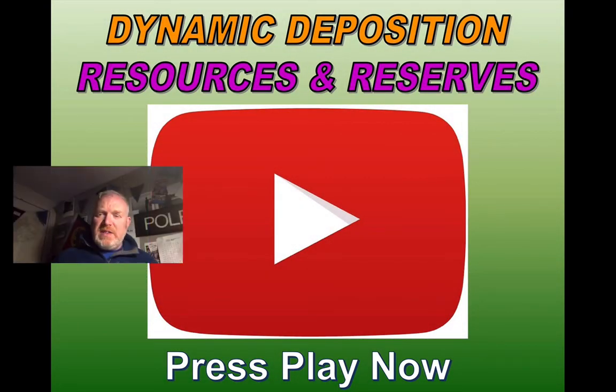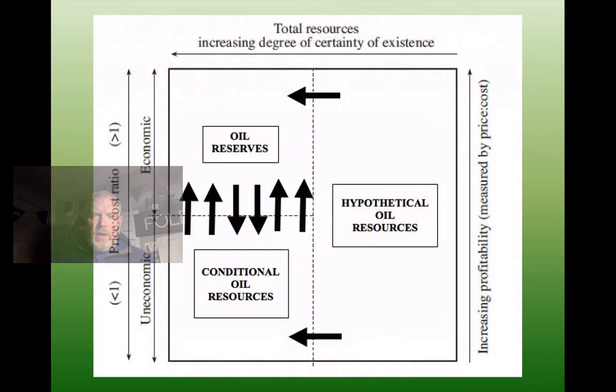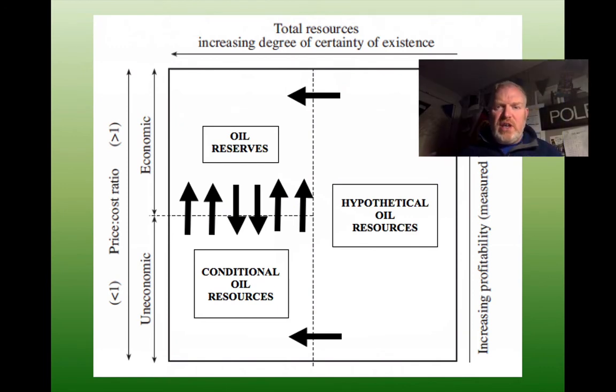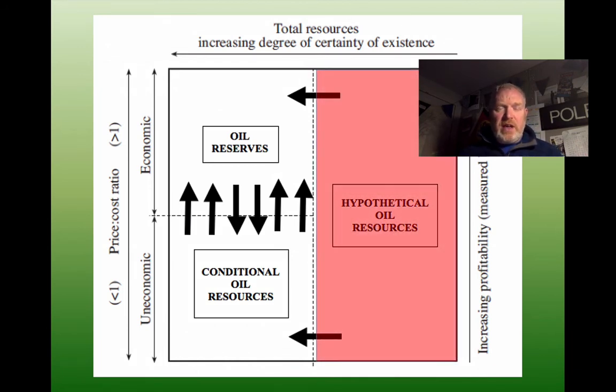Okay then, let's see what you've come up with. So the first question was asking you to shade in the area on this diagram where we didn't know where these materials are. We have an idea that they must exist, but we haven't got their location. That's the area. All those hypothetical resources are ones we know must exist, but we don't know where they are. For example, any oil resources in places like Antarctica.